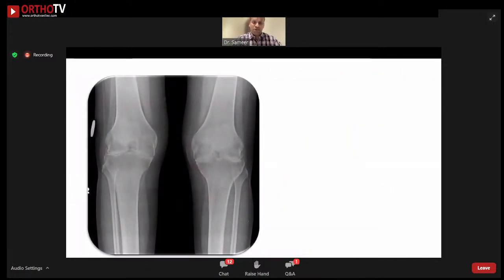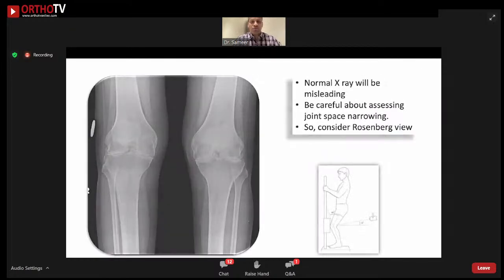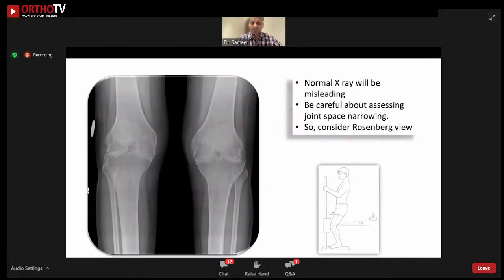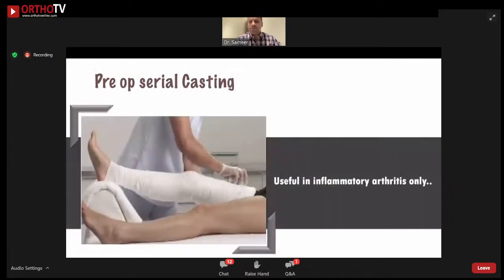And in X-rays, many times because of the flexion deformity, if you take a true AP view, this will be misleading in assessing the joint space narrowing. So be careful about the joint line, and you need to consider a Rosenberg view. You will see the notch like this in a Rosenberg view. And preoperative serial casting can be helpful only in inflammatory arthritis cases.